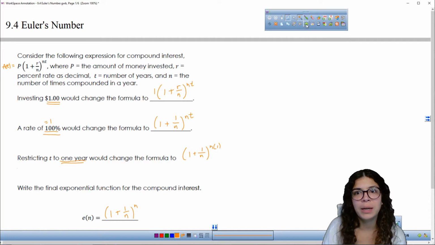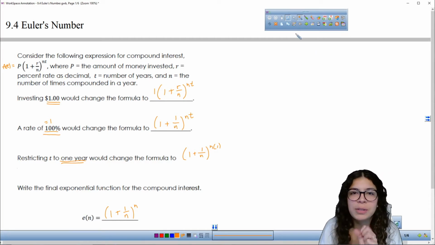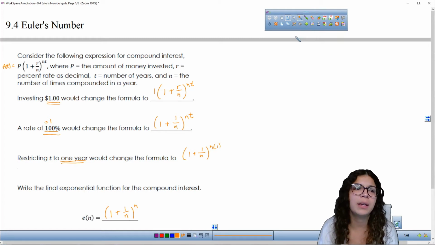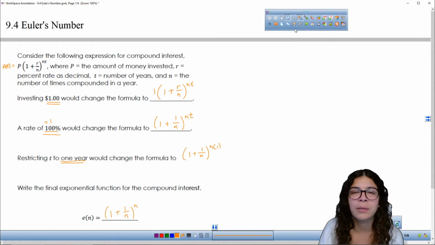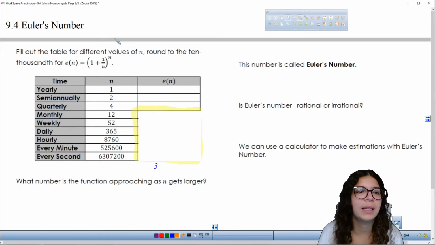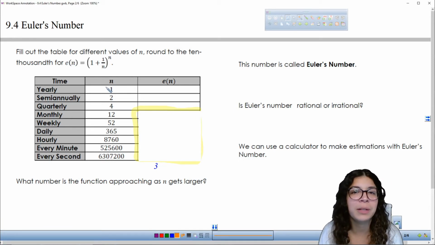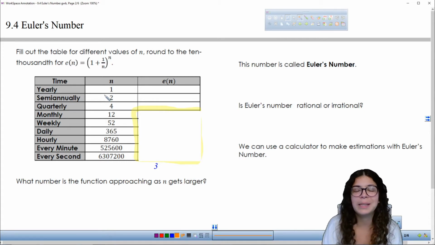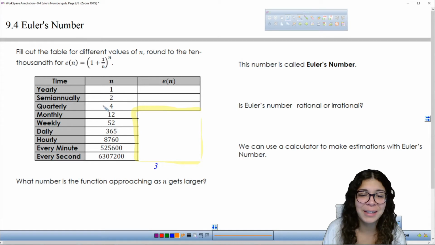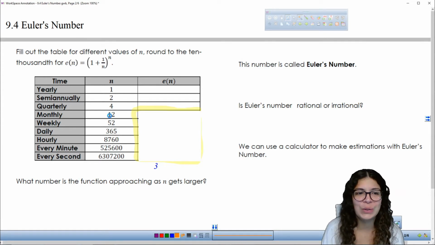So let's elaborate on that and why we just did all that, right? Why are we looking at just a simple scenario of having an investment of $1 at a rate of 100% and for 1 year only? The reason why we want to investigate this is because this will actually give us a very special number. You can probably guess because of the title of this lesson that it is Euler's number.